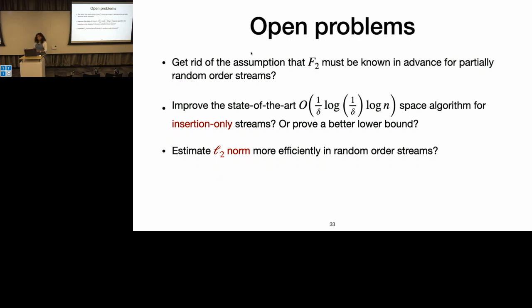Currently, there is a gap in F2 estimation between random order streams and pure insertion-only streams. Can we do better for random order streams compared to insertion-only streams, or is there some lower bound even for random order streams?